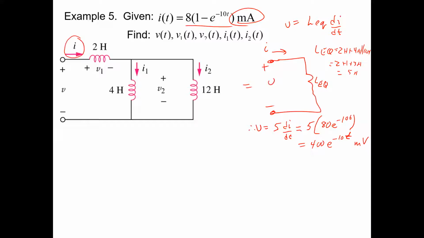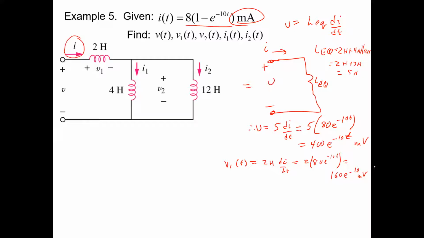And so then, once we know the current there, we can find v1 of t. It's the same i flowing into v1 as is flowing into L equivalent, right? So that same i going through a 2 henry inductor is just going to be 2H times di/dt. And that's going to equal 2 times that same derivative, 80 e to the minus 10t. So that's going to be 160 e to the minus 10t.